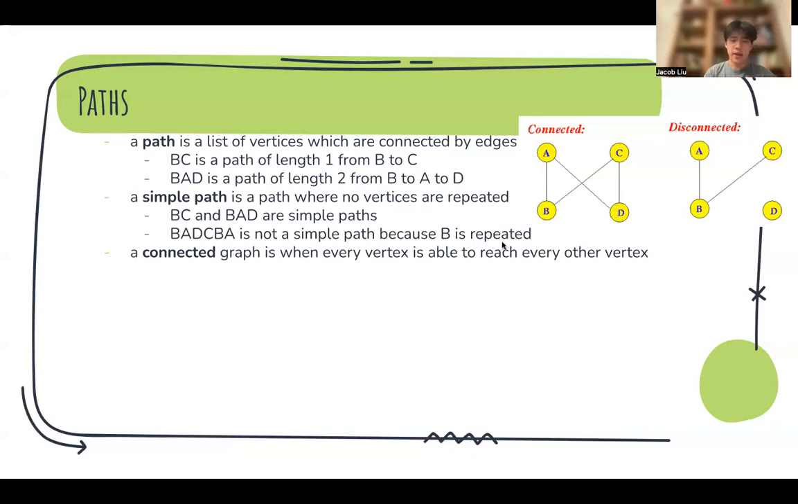Now, a connected graph is a graph where each vertex is able to reach every other vertex, not necessarily directly, but they're able to reach them. So for example, here, A might not have a direct path to C, but A can reach C through D or through B. In the case on the right, it is impossible to reach D, so this is a disconnected graph.